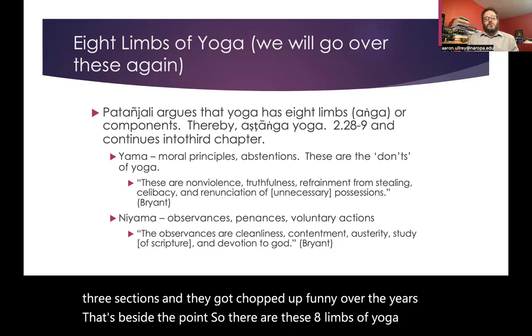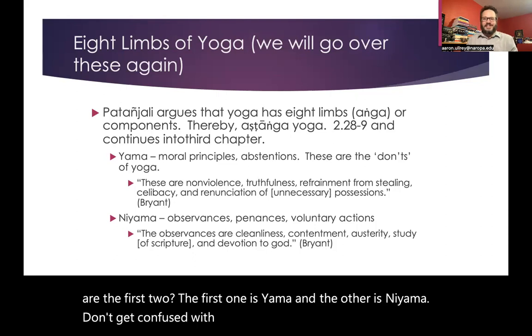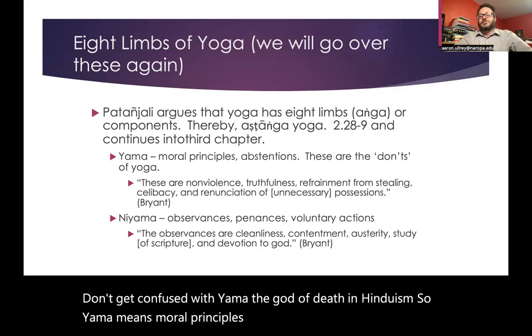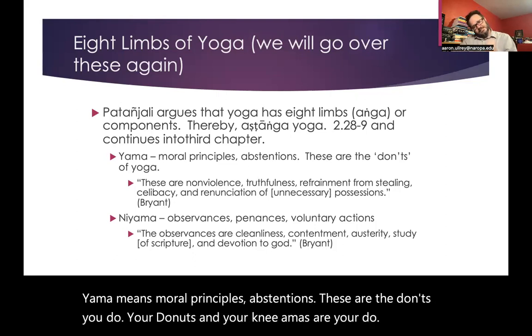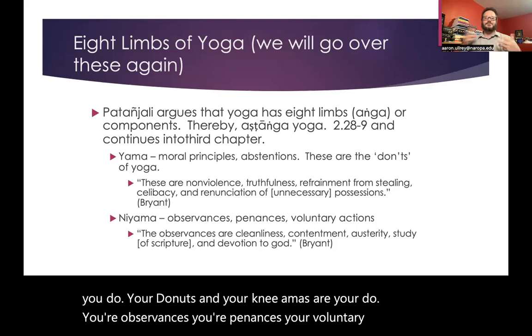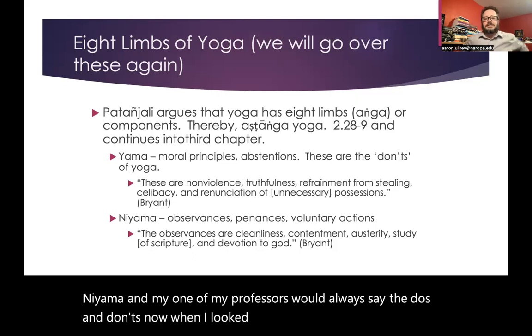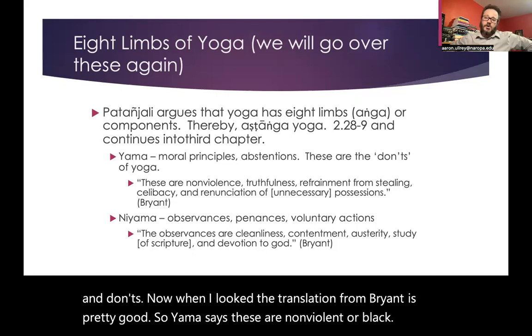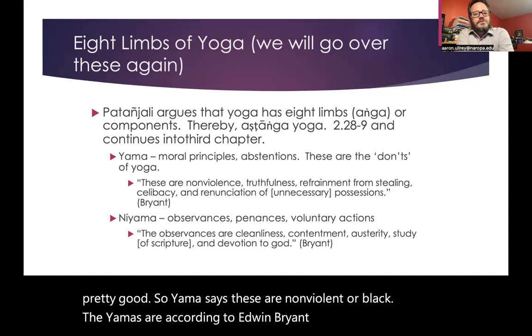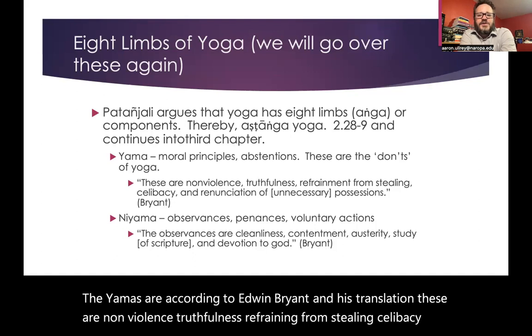So there are these 8 limbs of yoga. What are the first 2? Well, the first one is yama, and the other is niyama. Don't get confused with Yama, the god of death in Hinduism. Yama means moral principles, abstentions. These are the don'ts, and your niyamas are your do's: your observances, your penances, your voluntary actions. One of my professors would always say, these are the do's and don'ts. Now, the translation from Bryant is pretty good. The yamas are, according to Edwin Bryant, in his translation, nonviolence, truthfulness, refraining from stealing, celibacy, and renunciation of unnecessary possessions.